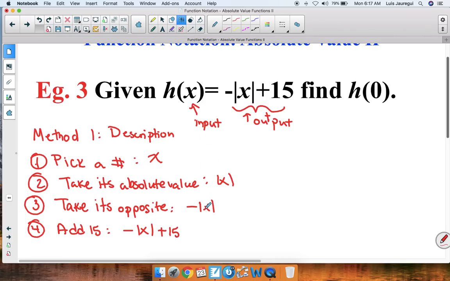Now that we have the description of the process to generate the function h of x, we can figure out what h of 0 is. Now notice that your input is 0, so our starting number is 0 here. So we can say, pick a number. Well, we choose 0. Take its absolute value. We have the absolute value of 0 is equal to 0. Take its opposite. The opposite of 0 is 0. And lastly, add 15. So we have 0 plus 15 equals 15. Therefore, we can say that h of 0 is equal to 15.